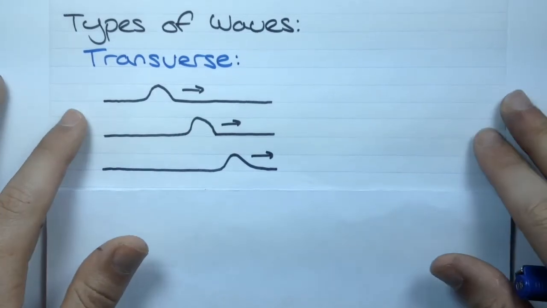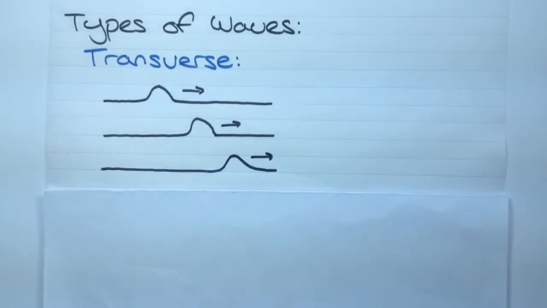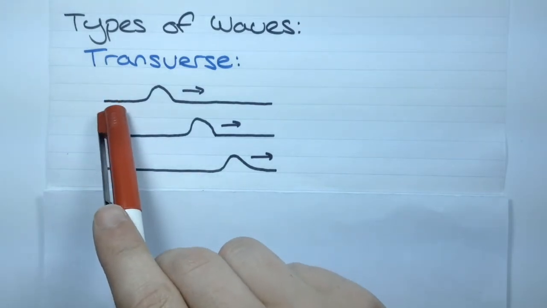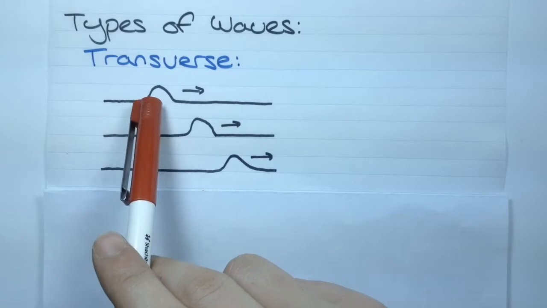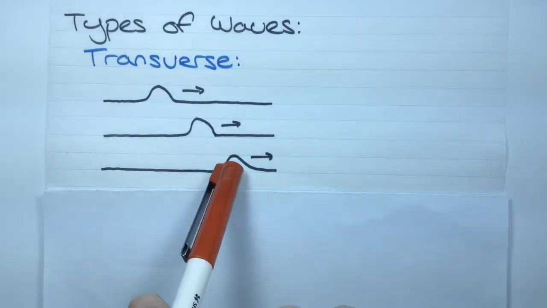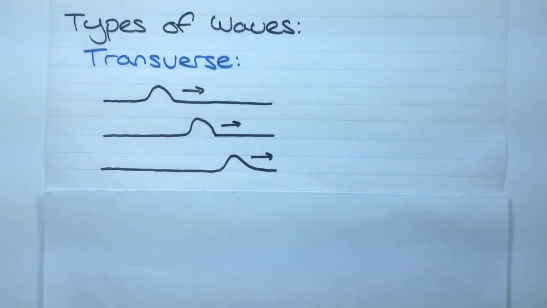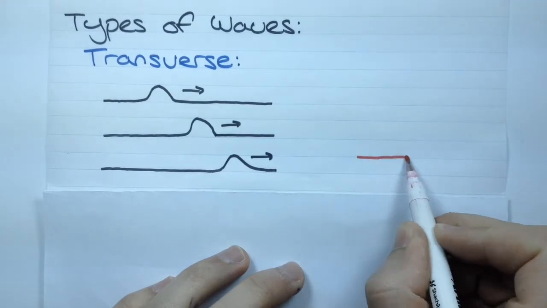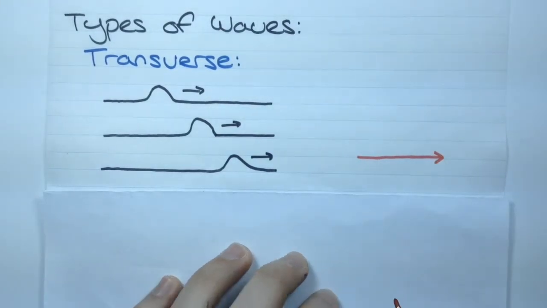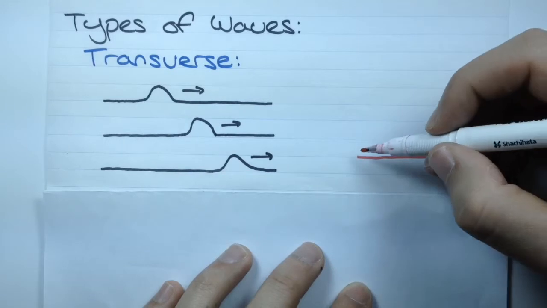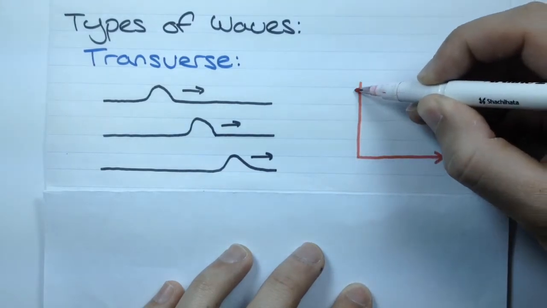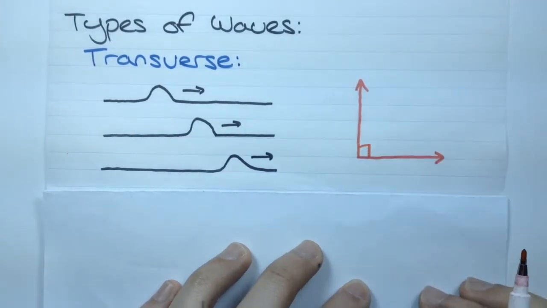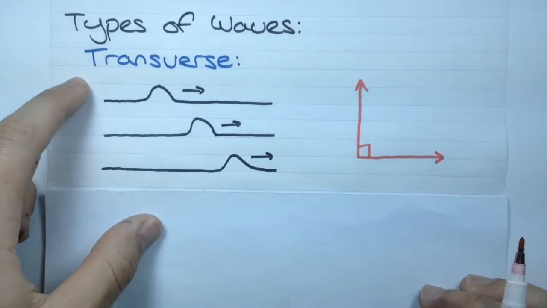Alright, the first type of wave is called a transverse wave. So if you imagine you flick a string at this end, you'll send a pulse down in this direction and it will move along the string like that. What makes this wave transverse is that while the wave is traveling in this direction, the motion of the string or the particles is in this direction, perpendicular to the motion of the wave. That's what makes it transverse.